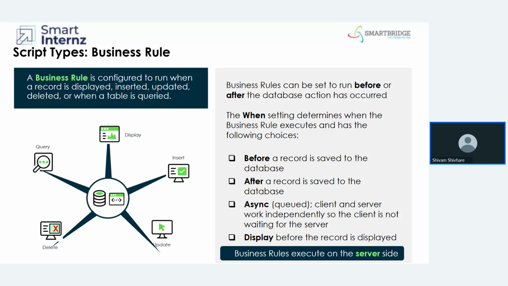Okay. So business rules is completely server side, which means that it is backend. Okay, it works on the server. It is completely backend. It cannot be seen in the front end. Whatever happens will happen in the back end only for business rules. Business rule is configured to run when a record is displayed, inserted, updated, or deleted. Whenever a record is inserted, updated, or deleted, we can run our business rule. It's up to us. We will select when to run our business rule.